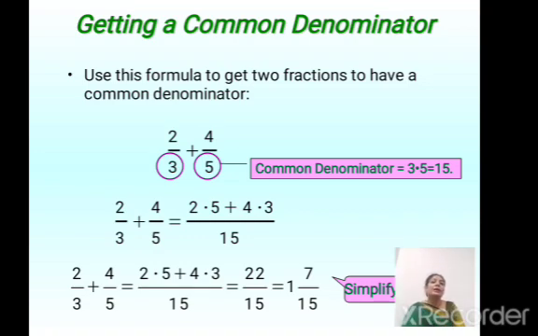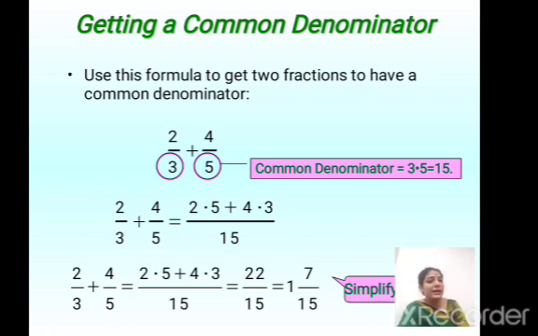Now getting a common denominator. So how do we do this? First of all, we will find the common denominator by multiplying them. So here the denominators are 3 and 5. So the denominator becomes 15. Now we will do the cross multiplication.